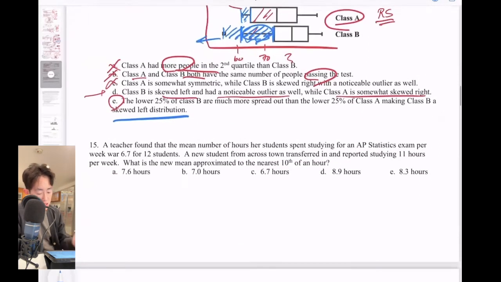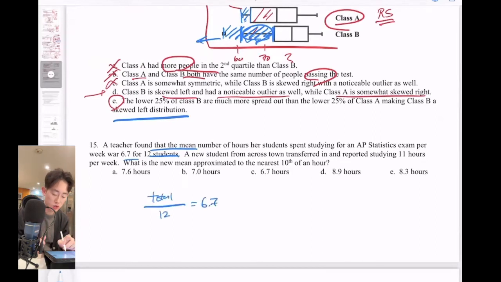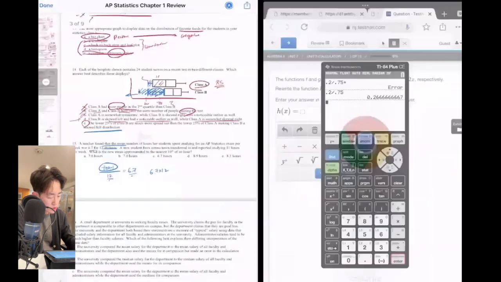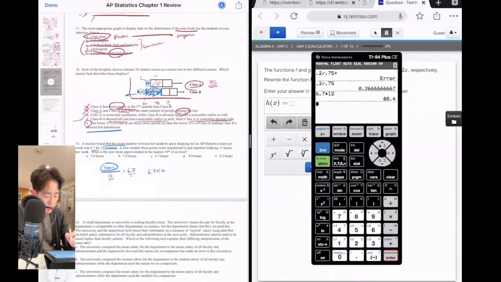All right, so 15. A teacher found that the mean number of hours... again, mean is not part of your exam tomorrow, but you should be able to do a question like this. If I have 12 students and the average was 6.7, that means the total divided by 12 is equal to 6.7, because that's how you find the average. You add them all up and divide by how many there are. So 6.7 times 12 is what I'm going to do. I don't feel like doing that in my head. So 6.7 times 12 is 80.4. And then a new student reported 11, so I'm going to add 11 to that.